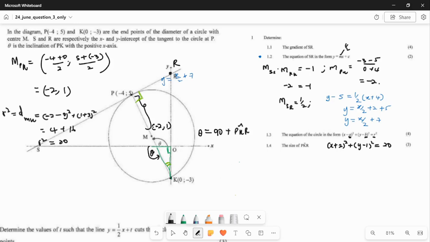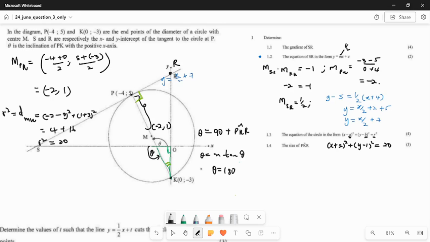And how do we find theta? Theta is the angle of inclination of PK. So to find theta, we can use m = tan theta. We know what the gradient of this diameter is. It's negative 2, right? So since it's negative 2, the negative just tells us our reference angle. So we can say 180 minus, what's our arctan negative 2?